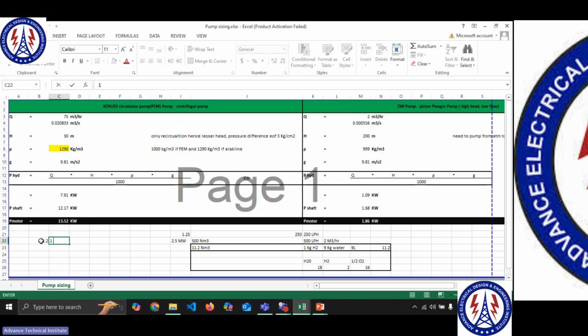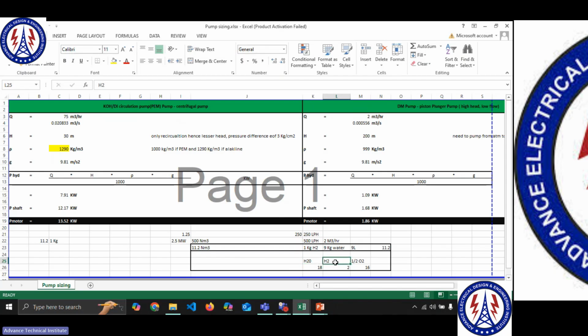To get 1 kg of hydrogen, you need 9 liters of water. Can we say this? H2O molecular weight is 18. H2O breaks into H2 plus half O2.